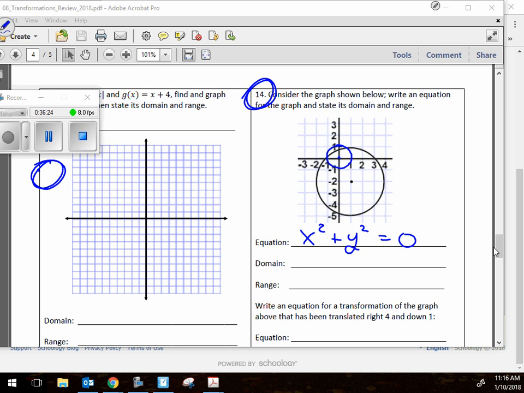X squared plus y squared equals, well, wait a minute. It can't have a radius of 0, though, right? I think it should be the radius squared, which would be 1 squared. There we go. So there's a good start.